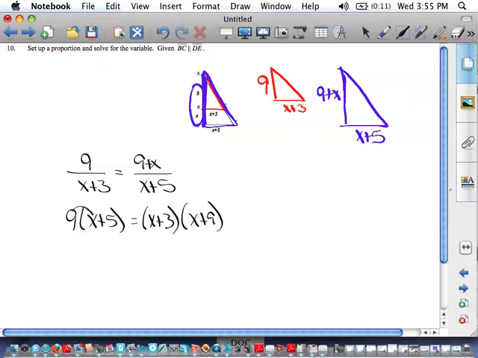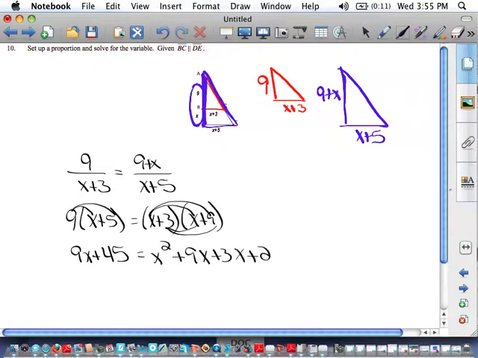On the left-hand side, I have the distributive property, so 9x plus 45. On the right-hand side, I'm going to have to FOIL, so I'm multiplying the first, the outer, the inner, and the last. That would give me x squared plus 9x plus 3x plus 27. Combine like terms first so you don't lose track of anything. Make it as simple as you can. So I have 9x plus 45 equals x squared plus 12x plus 27.